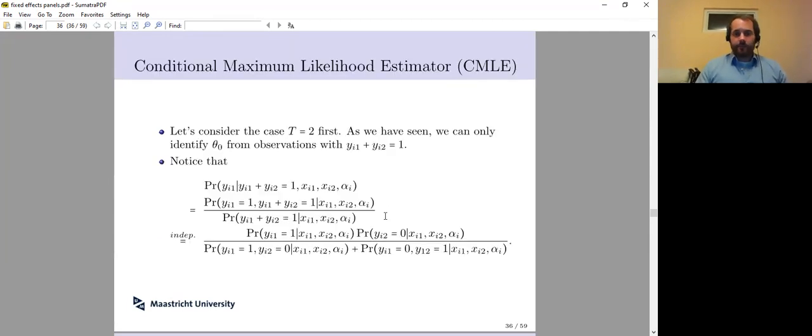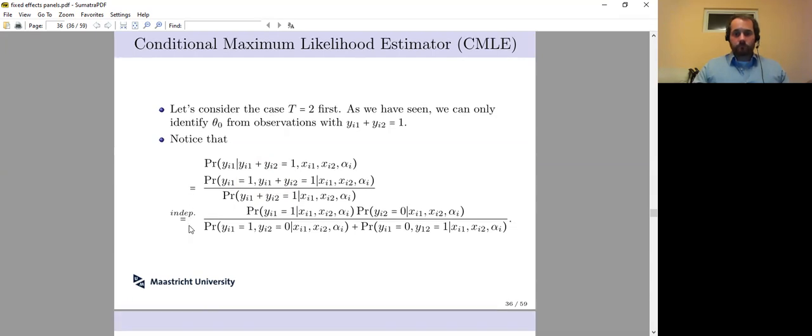Let's consider first the simple case, t equal to 2. However, let's not restrict the x's in any way. First of all, we have known already that if we include fixed effects, we can only use observations for which this condition holds. So with variation across time in y. Now, if you look at the probability of yi1 equal to 1 conditional on this condition being satisfied, then by the definition of conditional probabilities, it's simply the joint probability divided by the marginal probability of this thing here.